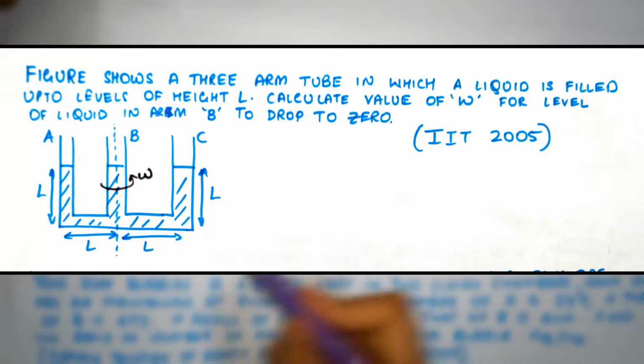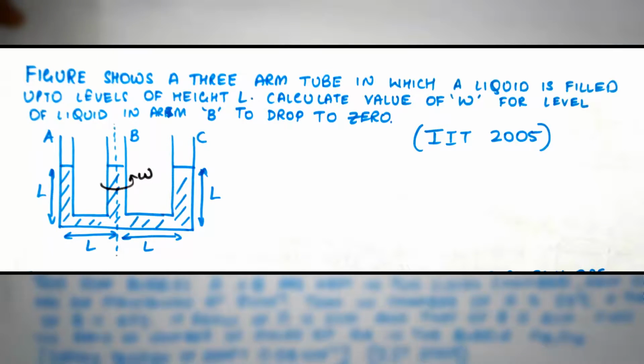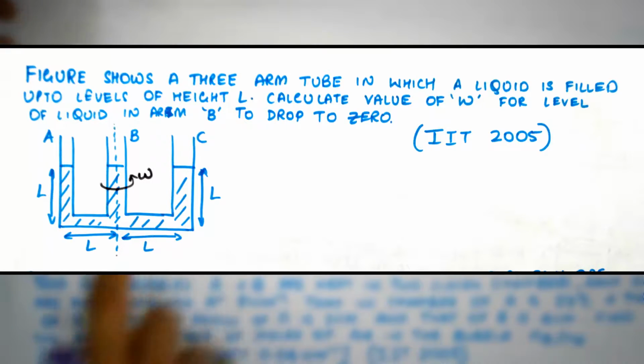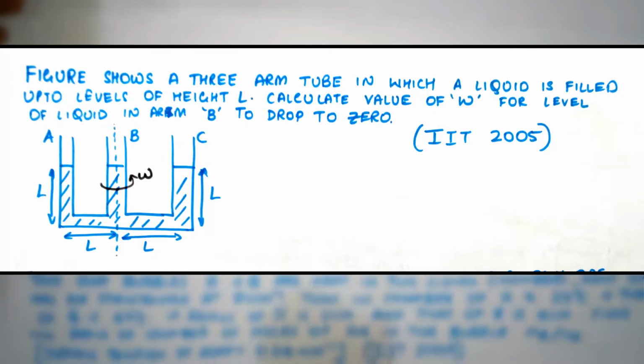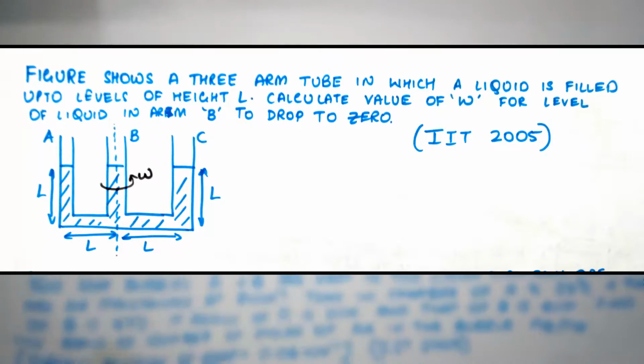It acts like a centrifuge at an angular speed omega, and the question is, what should be the value for omega so that the level of liquid in the arm B goes to 0? Okay, so try and solve this yourself by pausing the video. Okay, time to solve it.